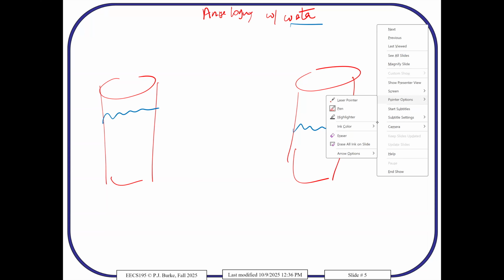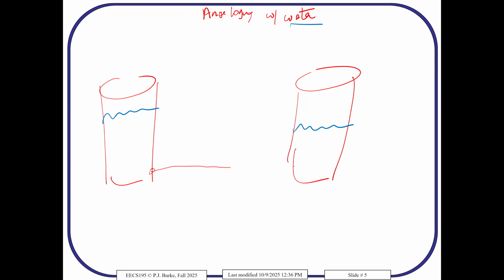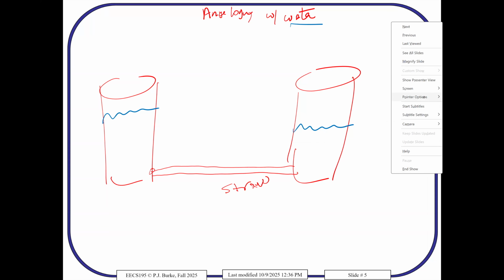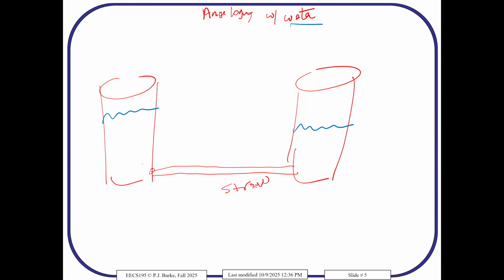So if we were to make a tiny little hole here and put a straw between them, what's going to happen? Water is going to flow, and it'll flow from the one side to the other. So eventually enough water flows that the levels of water are equal. So then no more water will flow.